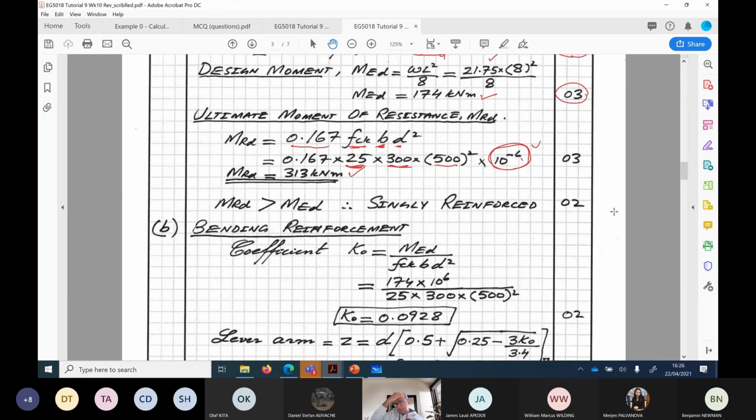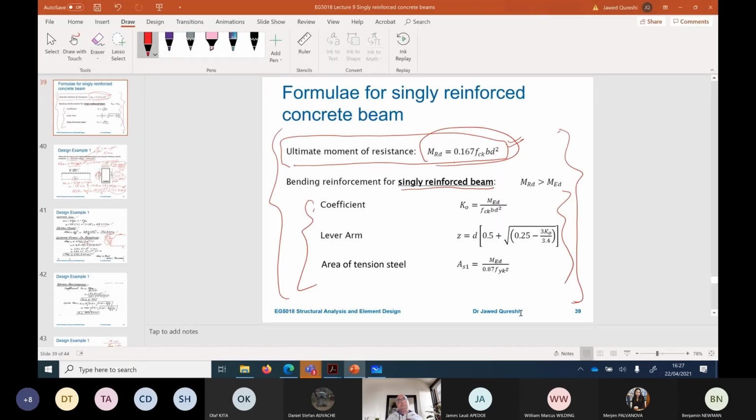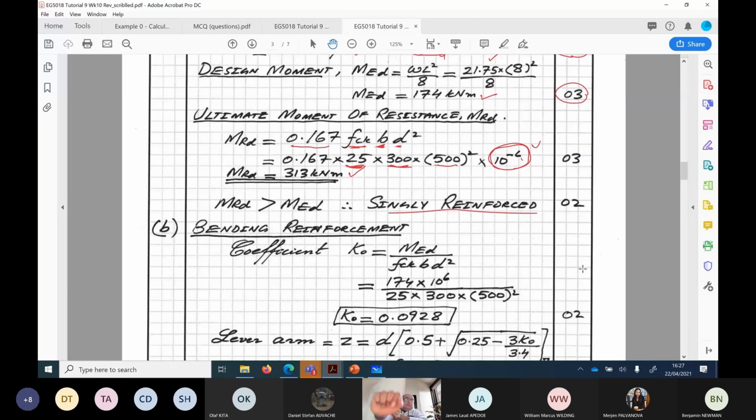Only for this step, you can see that you're getting 2 marks. So don't simply leave that step. Because it's asking you, should it be designed as a singly or doubly reinforced beam? You should say that, okay, yes, it should be designed as a singly reinforced beam. Now, once you have established it to be designed as a singly reinforced beam, then you follow this process. So first of all, you will find out K0 and then Z and then AS1. Any question up to this point?